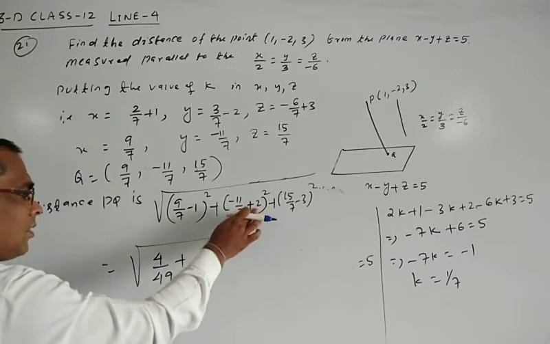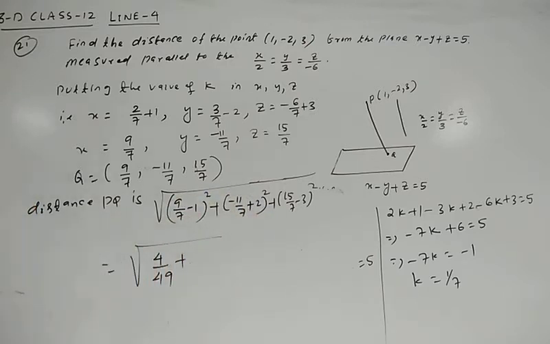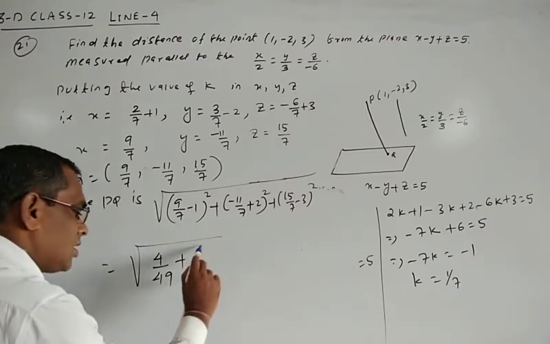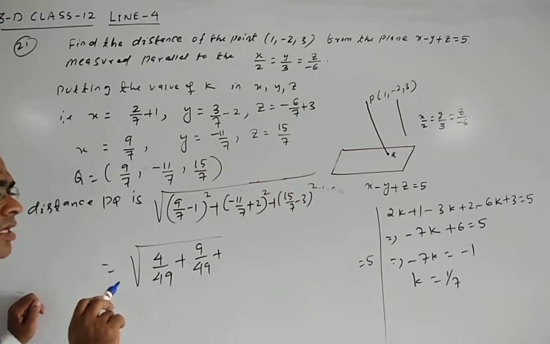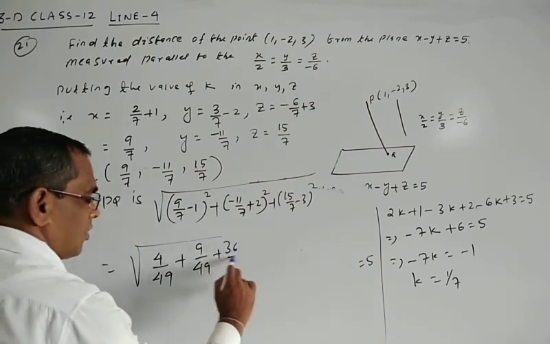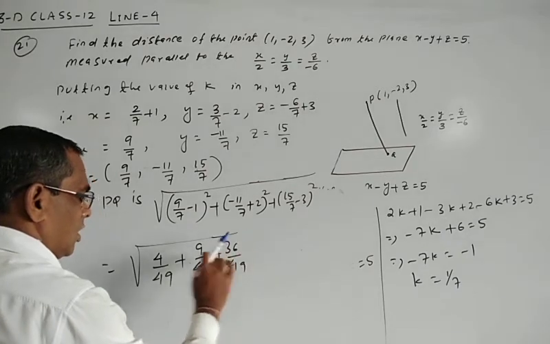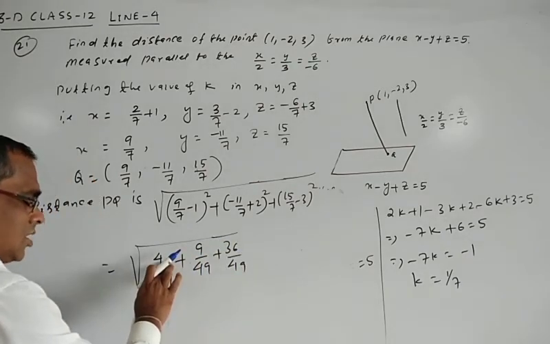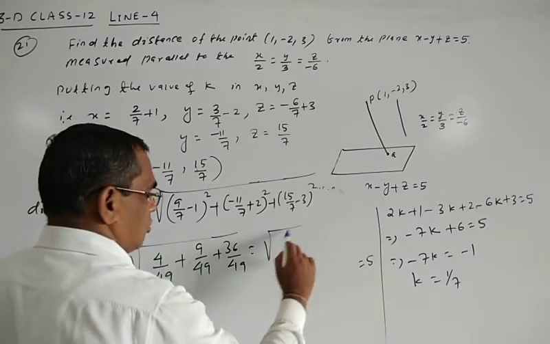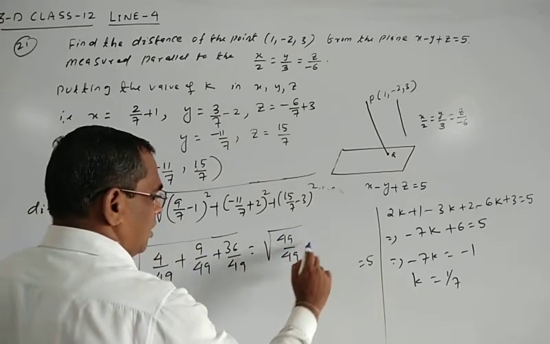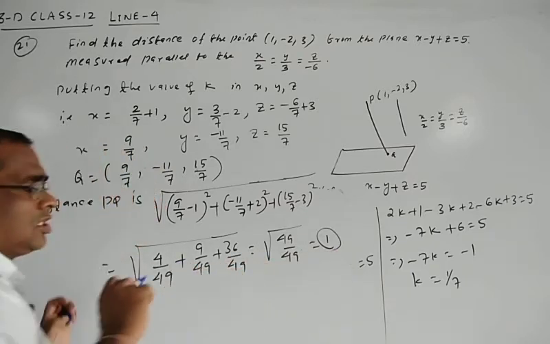Here minus 11 plus 14, so 14 minus 11 is 3. 3 by 7 the square means 9 by 49. Here 15 minus 21, minus 6 by 7 the square, so 36 by 49. So 9 plus 36 plus 4 is 49, so this is equal to 49 by 49, and this will be 1. So the distance is 1.